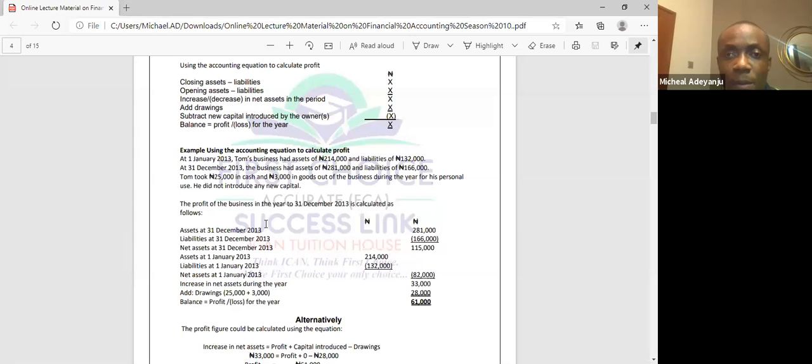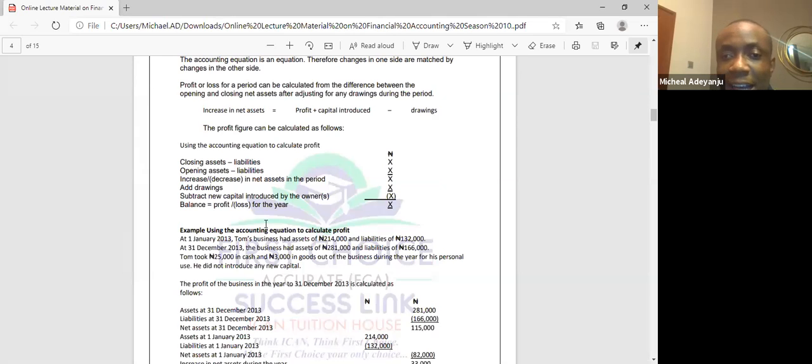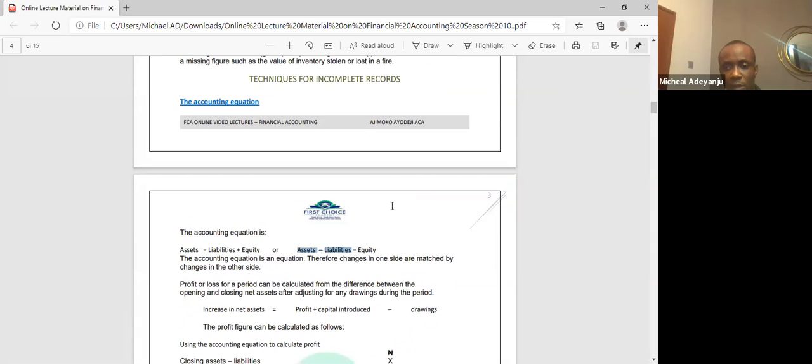Okay, remember the formula is closing net assets minus opening net assets. The answer we get, if it is an increase or decrease, plus our drawings, less our capital introduced, will give us the profit for the year. I really don't know if this is actually making sense to you. Remember, let me come back to this place.